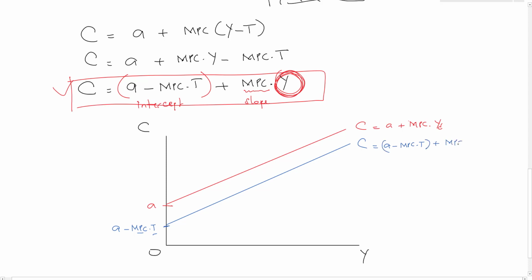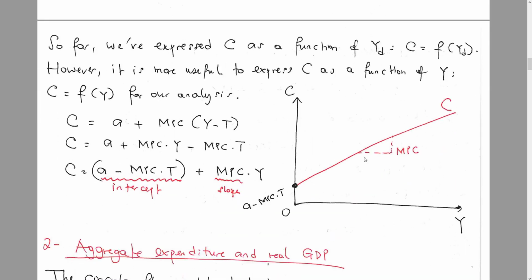plus MPC times Y. So we are going to spend more time using the blue line rather than the red line. The blue line again is C as a function of Y. And that's exactly what I do here. I haven't really compared it with the old one, and that's why I wanted to do it for you, because if we were in class, I would have done it. But that's basically what it is.